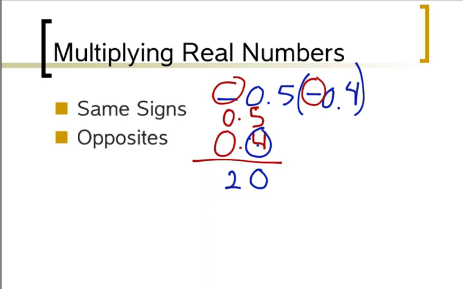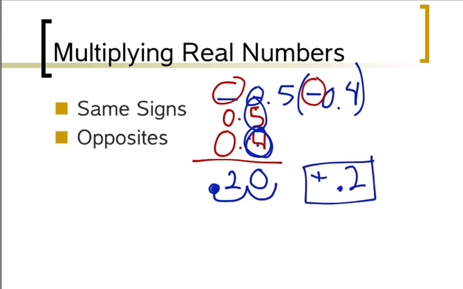You could multiply the 4 times the 5 and then the 4 times the 0, but it doesn't matter. So we get 20 there. And then you just count how many decimal places you have. Because there's a decimal place here and a decimal place here, you count over 1, 2 places, and the answer is 0.2. And it's positive 0.2 because it was negative times negative.